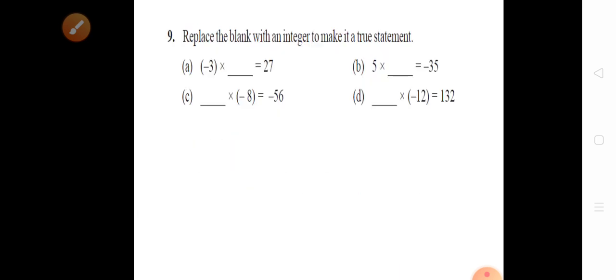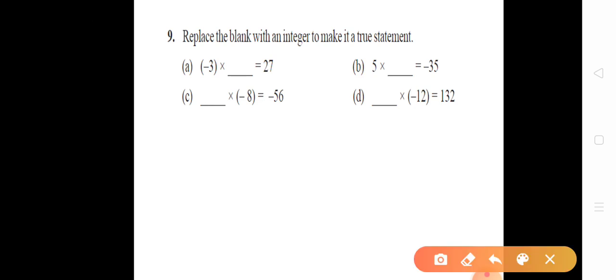So this is the last question of your exercise, and it's a very simple question. You just have to replace the blank with an integer to make it a true statement. That means you have to balance both sides. So I'll show one to you, how you have to do this.